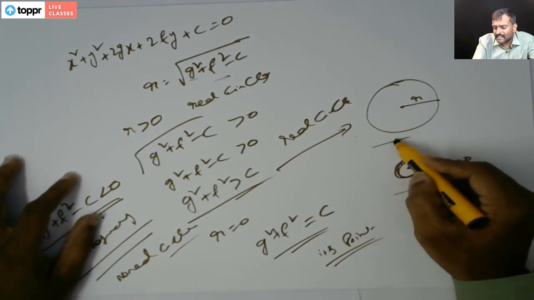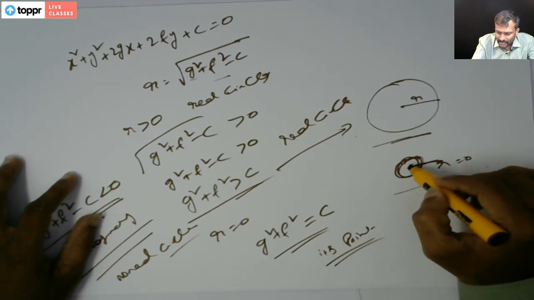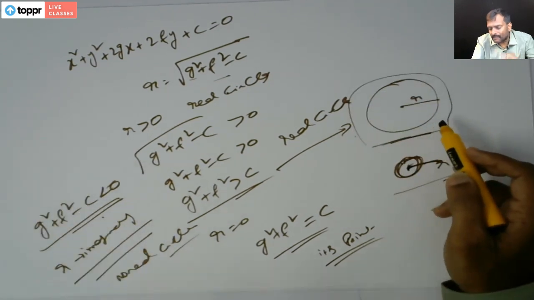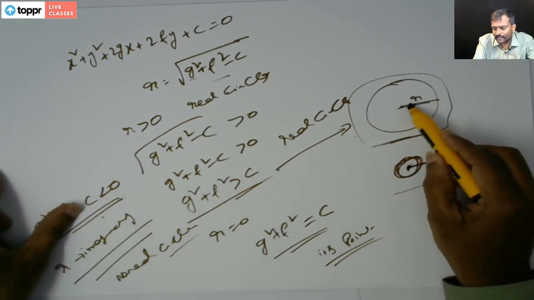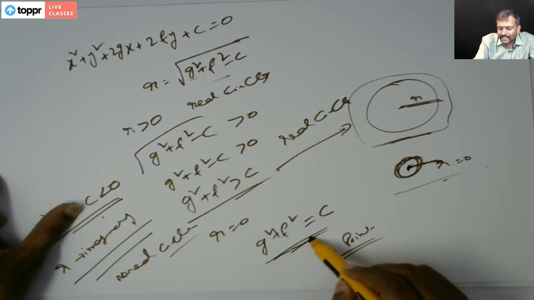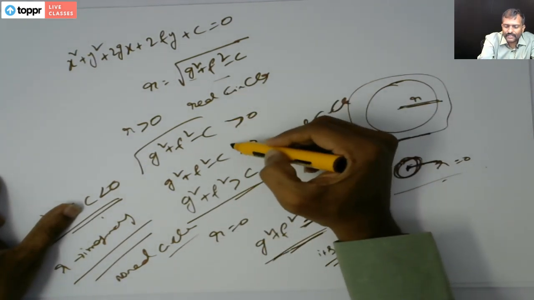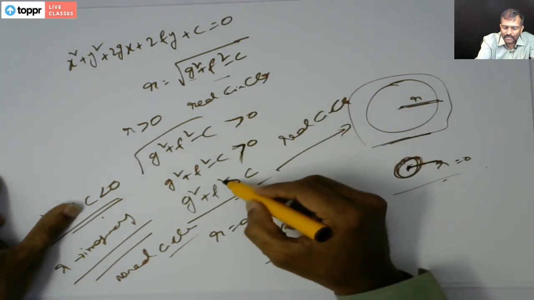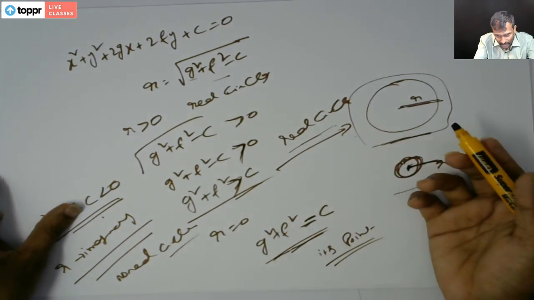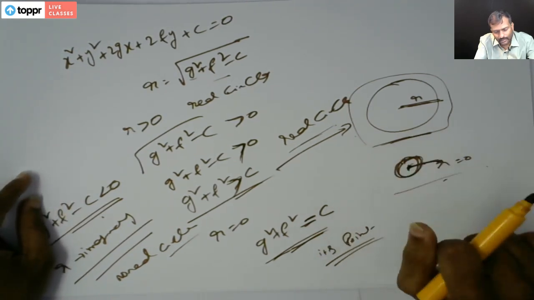So it's just about the circle, whether it exists or not. Not existing is just a dot or a point. Existing is a circle with some real radius. How do you have the real radius? When g square plus f square is greater than c. When g square plus f square is greater than c, your radius will be a positive real number, and you can draw the circle, right?